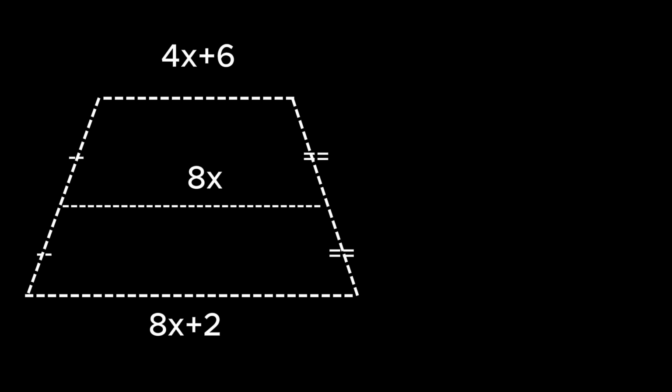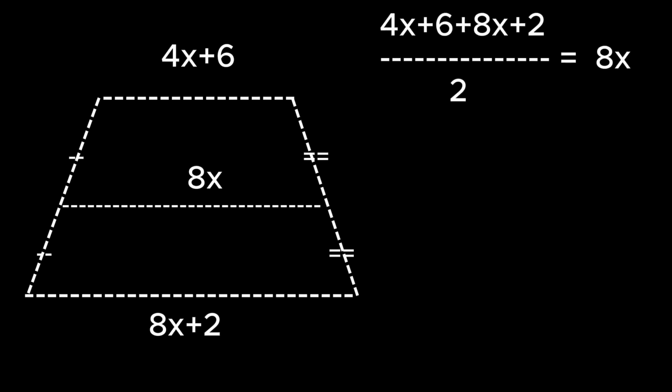So first, we need to create an equation. Since we know that the average of the top and the bottom length is equal to the median, we can do 4x plus 6, which is the top base length, plus 8x plus 2, which is the bottom base length, all of it divided by 2, equals 8x, which is the median.